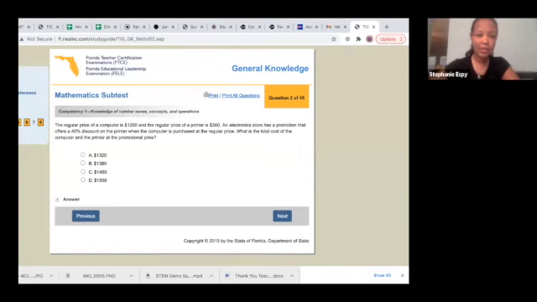Okay, so here's the next question. This is competency number 1, knowledge of number sense, concepts, and operations. I will give you 2.5 minutes to give it a try. Starting now.